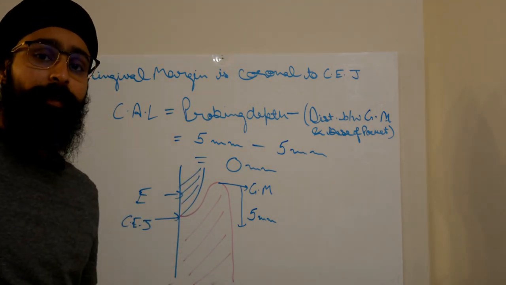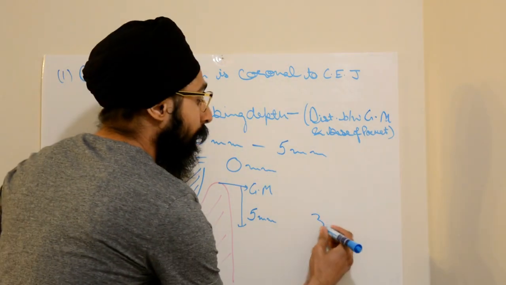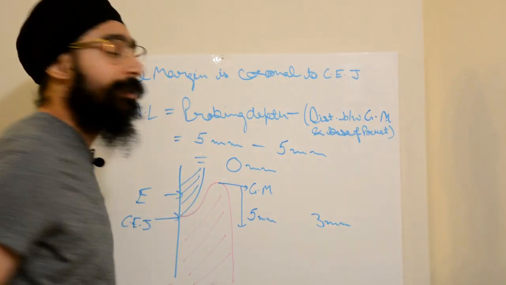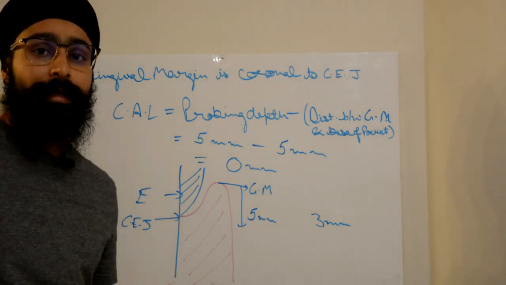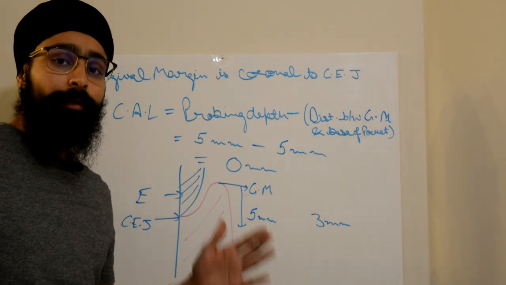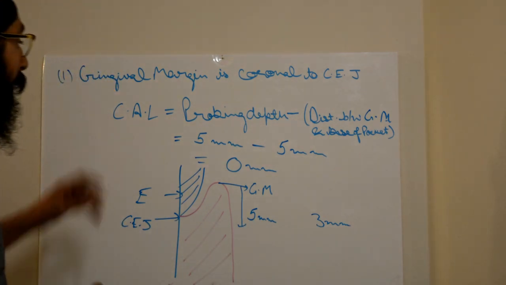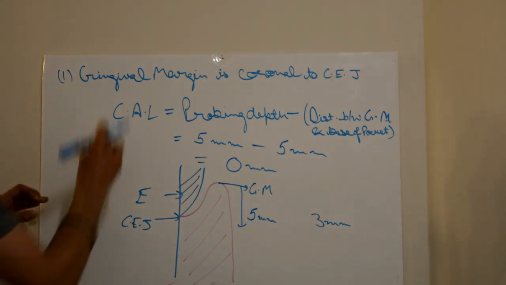Friends, for your information, I want to tell you a probing depth of 3 millimeter is considered normal when it comes to the ACJ exam. So a probing depth from 1 to 3 millimeter in all of the perio chart, we will consider normal. Now let's move on to the second scenario.